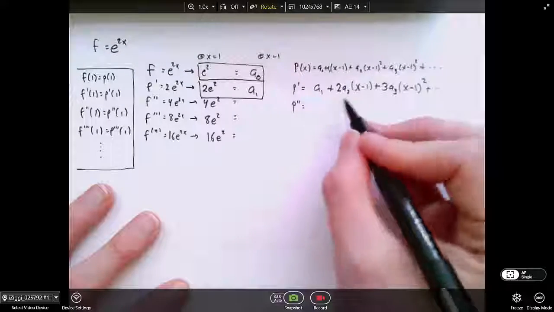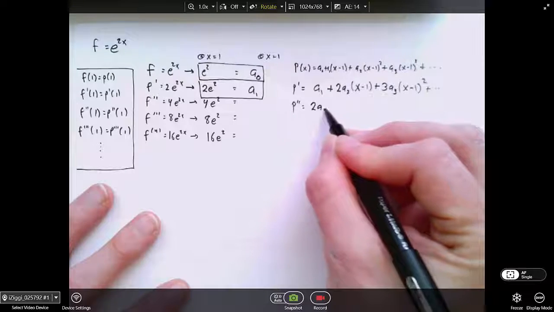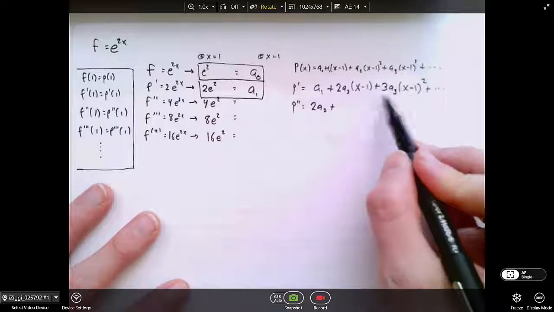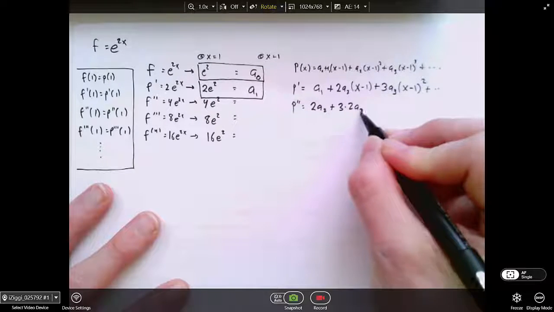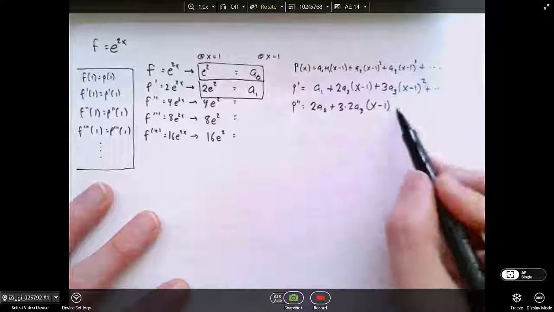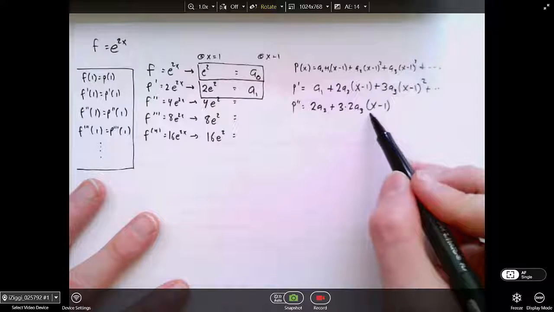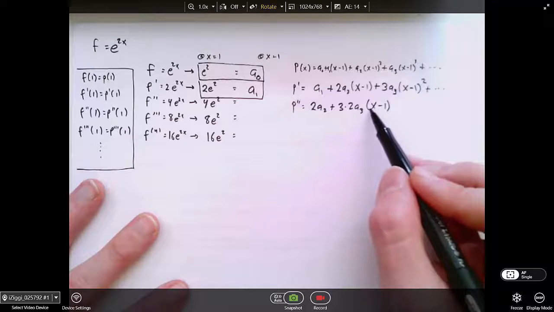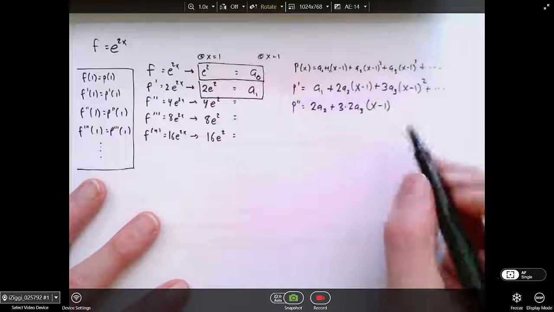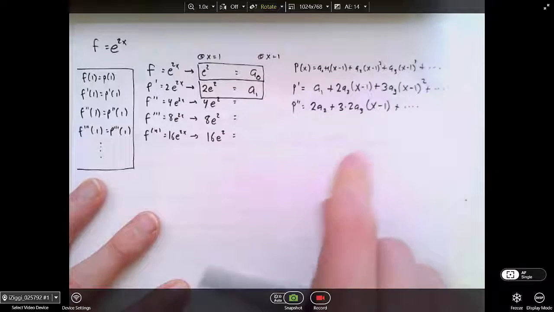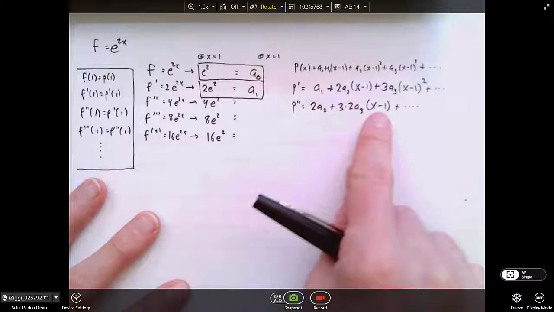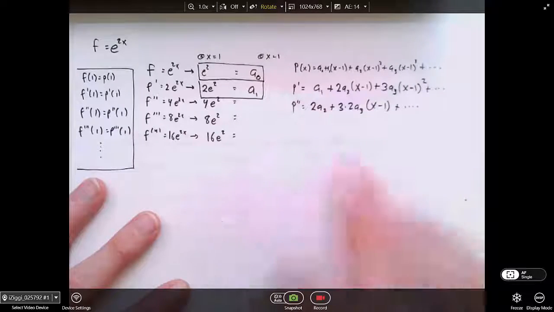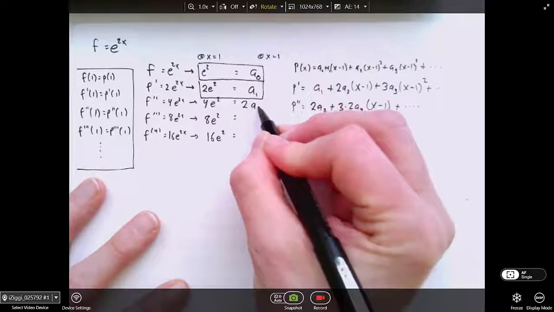So I'll take the derivative again. Here I've got 2a sub 2. Here for this term, the 2 comes down, so I've got 3 times 2, x minus 1 to the first power. I have to use the chain rule by multiplying by the derivative of the inside function, but the derivative of the inside function is still just 1. And so then when I evaluate p double prime at x equals 1, this term drops out, all the rest of them drop out, and I've got 2a sub 2.